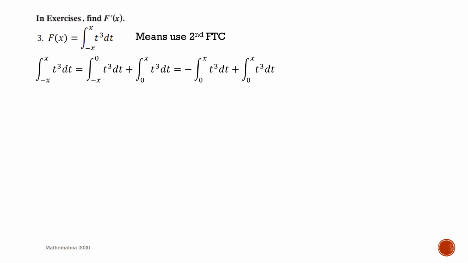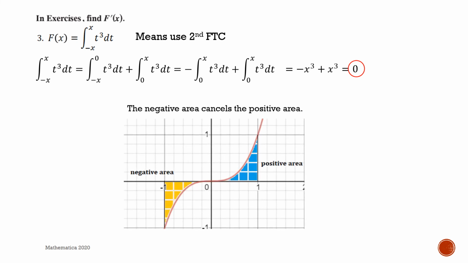Now according to what we did previously, since the upper limit is x for both cases, I simply replace with x, and I get negative x cubed plus x cubed, which would equal 0. Now what does that really mean, equals 0? Well, let me explain this to you. The negative area cancels with the positive area. So in other words, the negative area between negative 1 and 0 cancels out with the positive area between 0 and 1. So that's why when we go from negative x to x, we end up with a definite integral that has a value of 0. This is really what 0 means. It means that the areas canceled each other out.